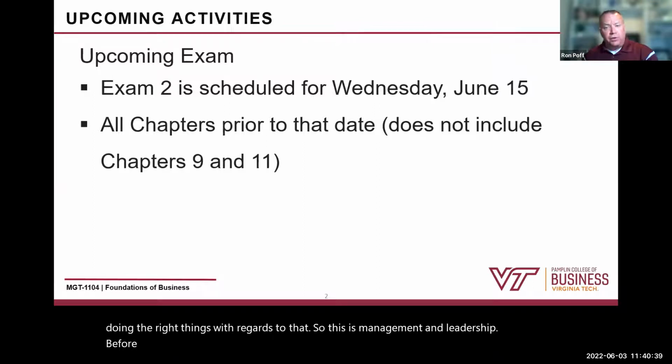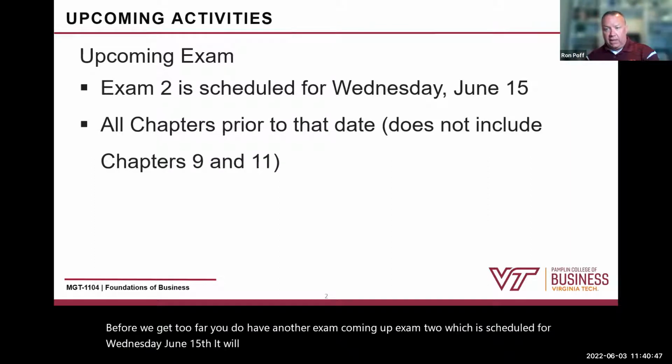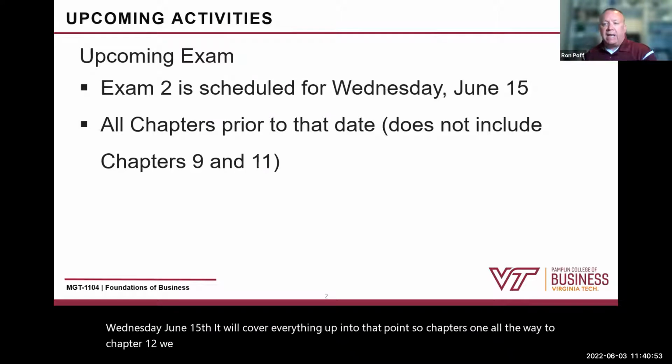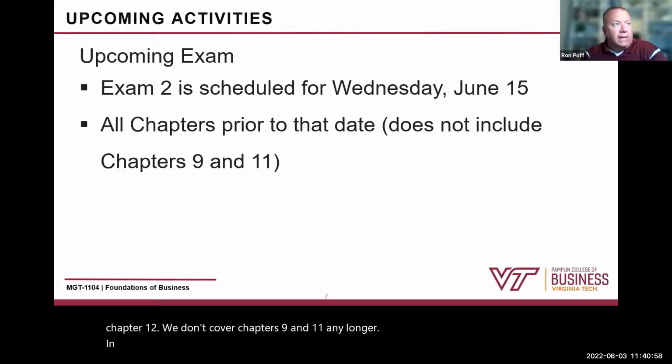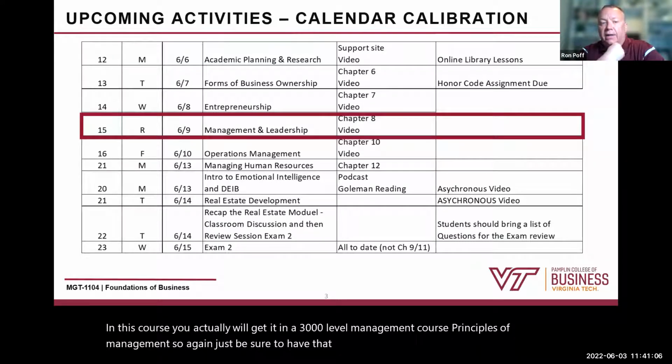Before we get too far, you do have another exam coming up, exam 2, which is scheduled for Wednesday, June 15th. It will cover everything up until that point, so chapters 1 all the way to chapter 12. We don't cover chapters 9 and 11 any longer in this course. You actually will get it in a 3,000 level management course, Principles of Management. So just be sure to have that on your calendar.